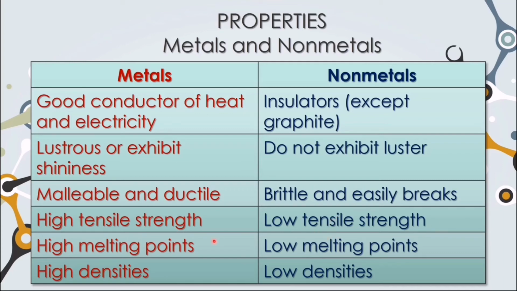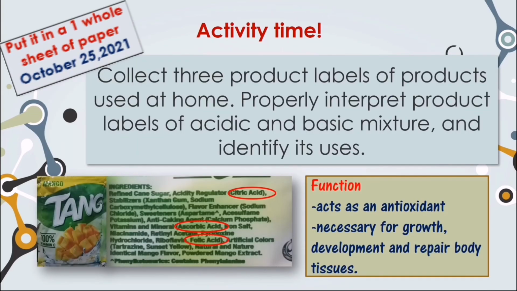Metals, high melting points. Dugay siya matunaw, while non-metals are low melting points. High densities ang metals, while non-metals are low density. So, ang properties sa metals kinahanglan nato familiarize in order for us to identify substance if it is metals or non-metals. Okay? It's activity time.